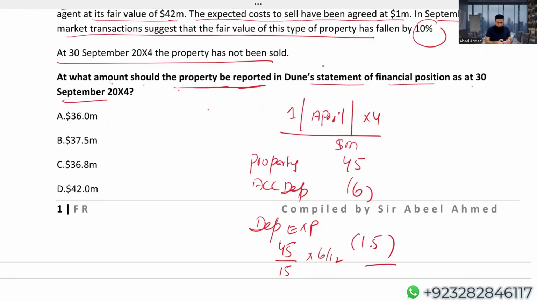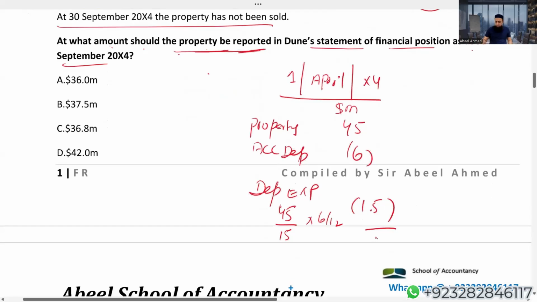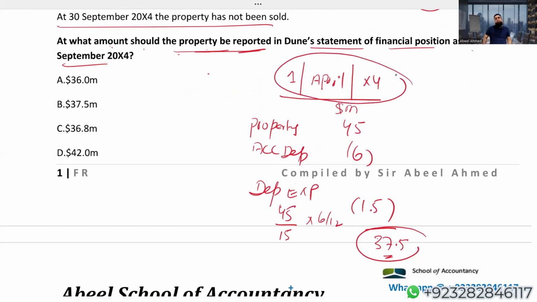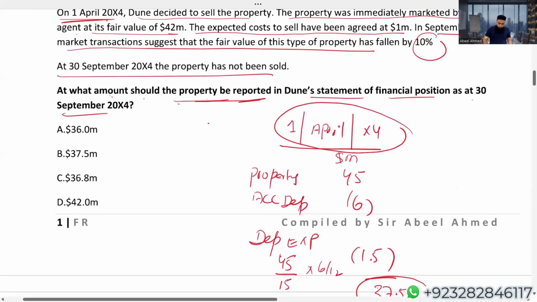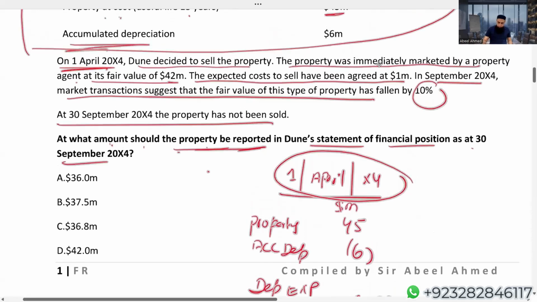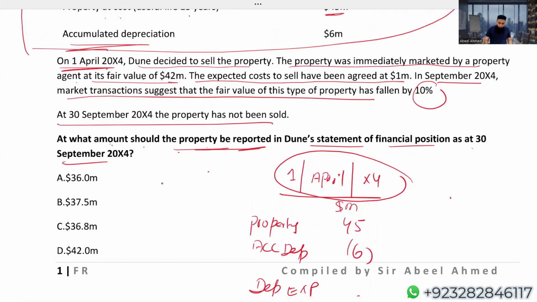Look at this, 45 minus 6 minus 1.5. The carrying amount is 37.5, but the story does not end. Students, this is the carrying amount on 1st April X4. Okay, now come here. The property was immediately marketed. Look at this. The fair value on this date, 1st April X4, is 42 minus the cost to sell, which is 1. So I'm getting 41 million.